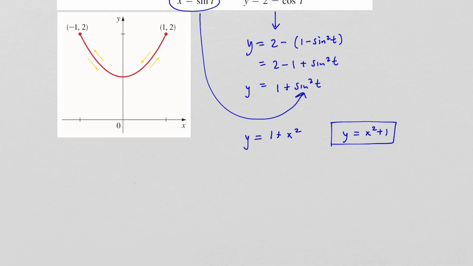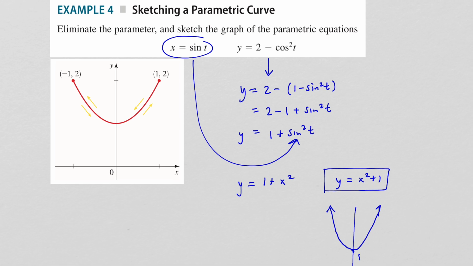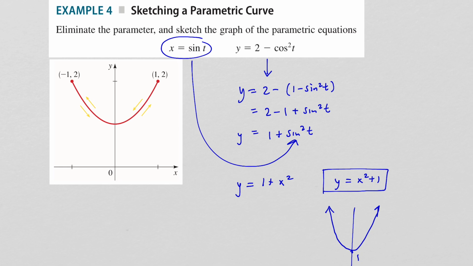Now, we know the graph of y equals x squared plus 1 is a parabola that looks like this, right? But the graph of the parametric equations does not look like this. Look at the graph over here. So what we have is just a very small piece of this graph. Now, why did that happen?